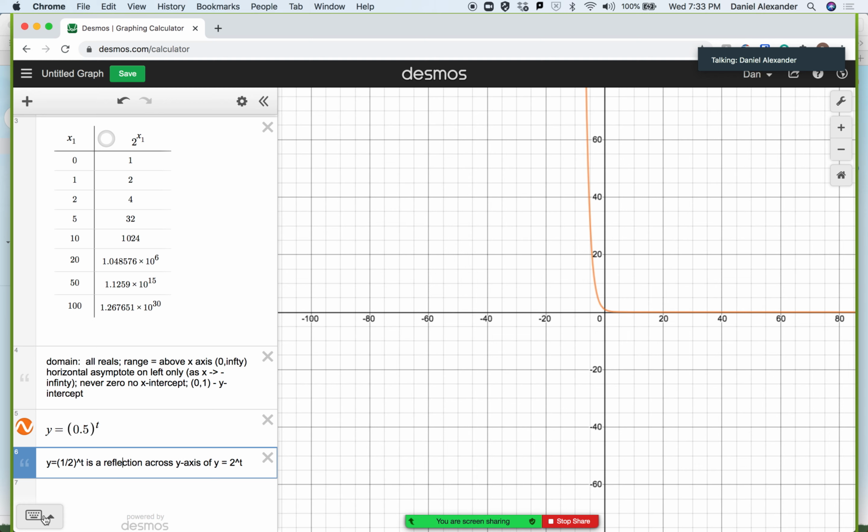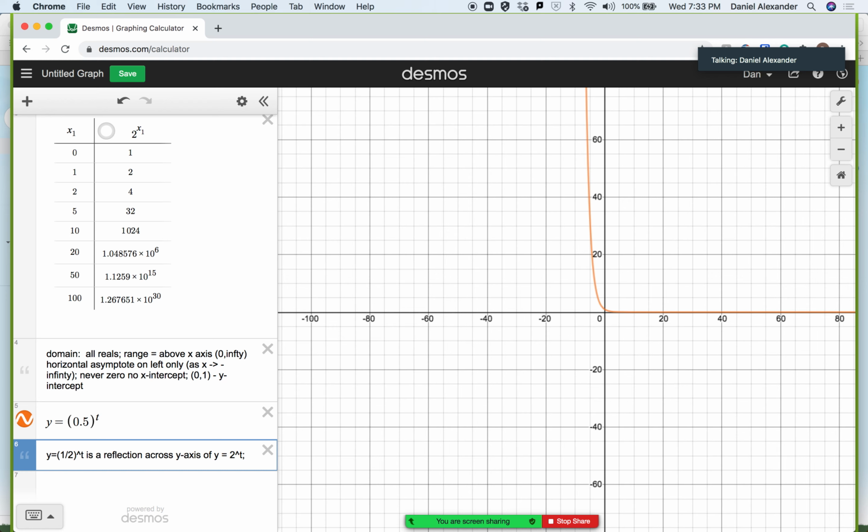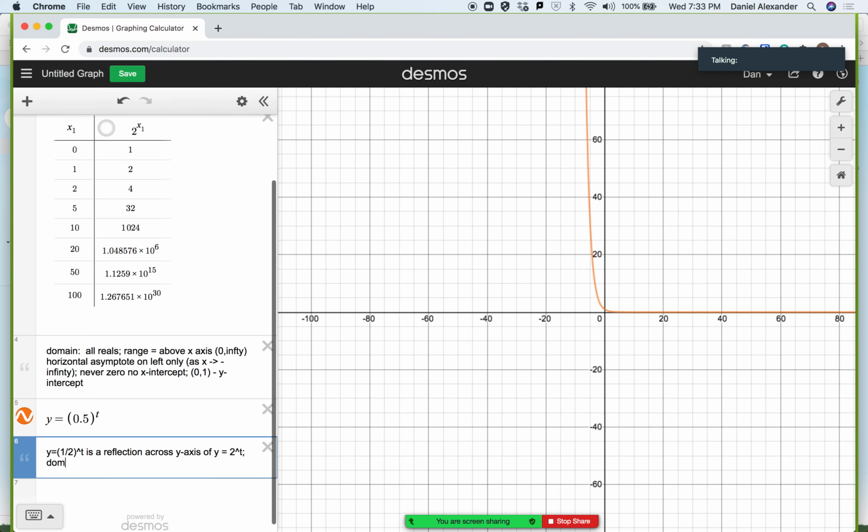If it's a reflection, it doesn't change the domain. So you notice it looks like we can plug in all values. So the domain is going to be all reals. Same range, just a reflection. Range is 0 to infinity.